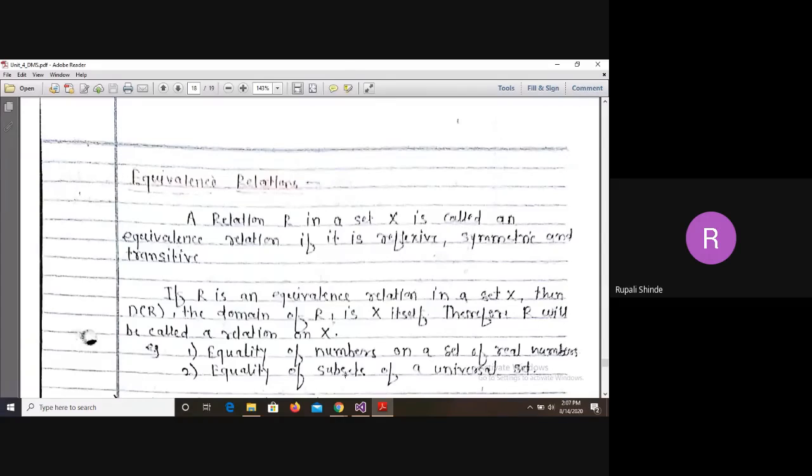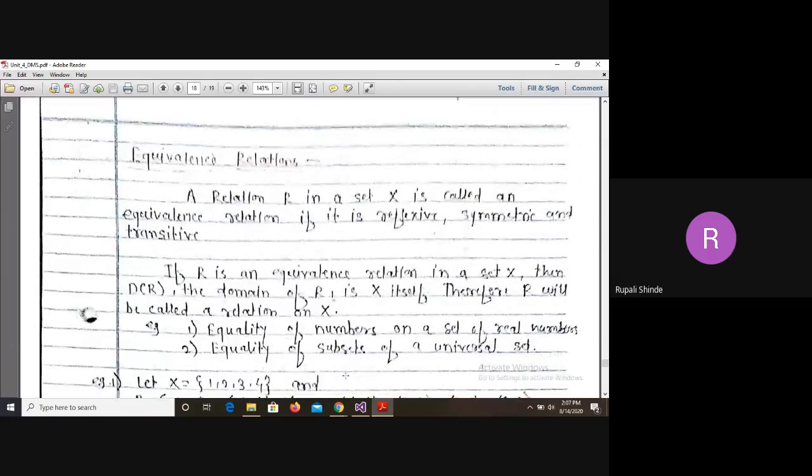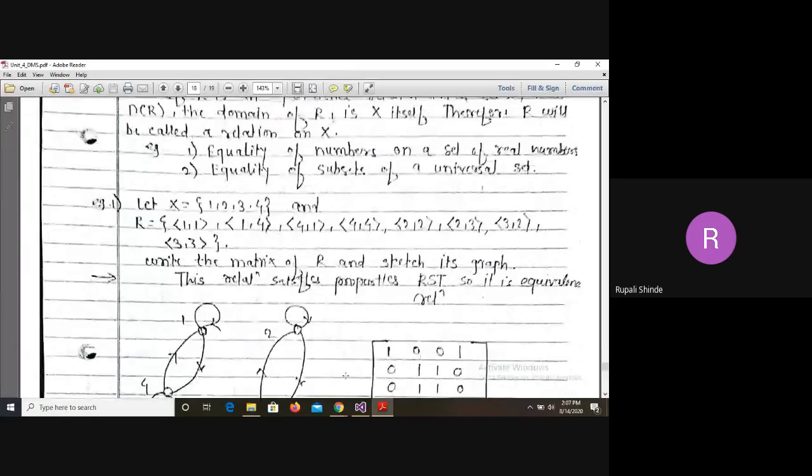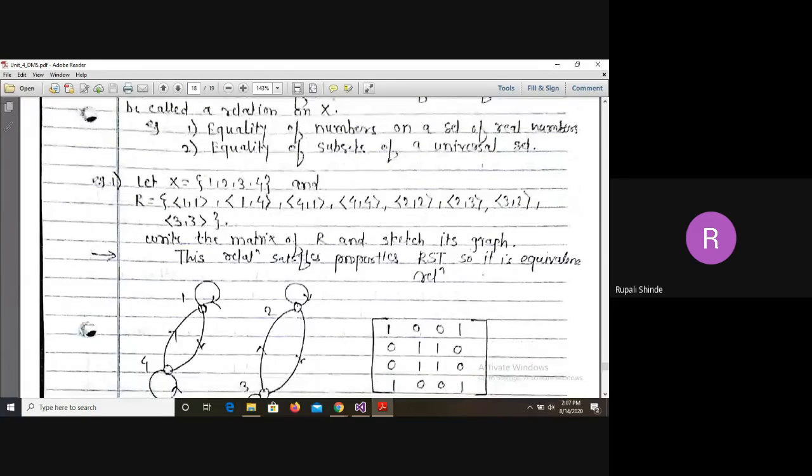Okay. So here, a relation which satisfies the reflexive, symmetric, and transitive properties is called an equivalence relation. Okay. So here the first question is given. Let set X equal 1, 2, 3, 4 and relation R is defined as a set of ordered pairs. Then write the matrix of R and sketch its graph.